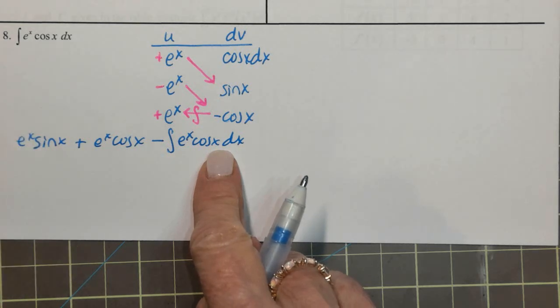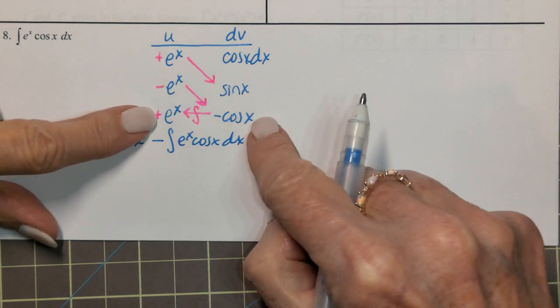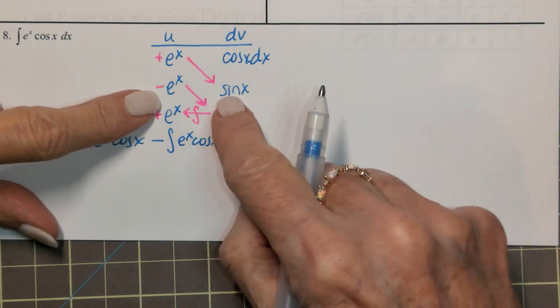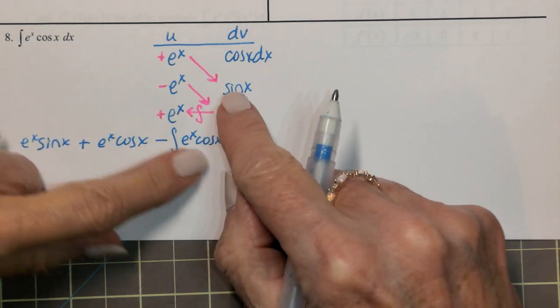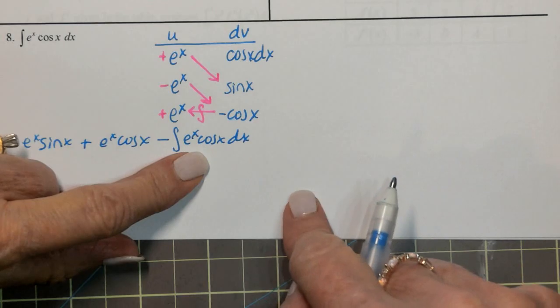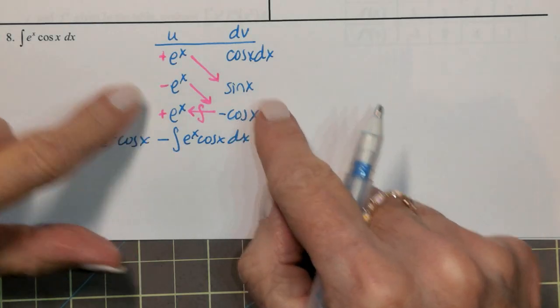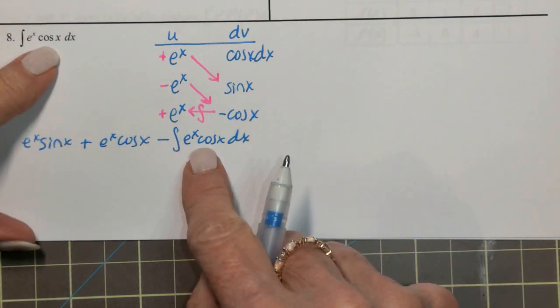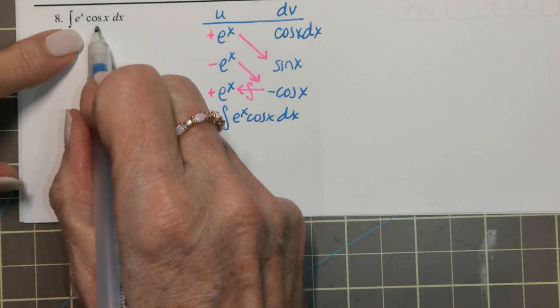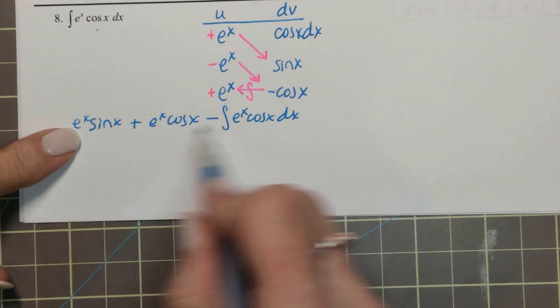So that's why I went one more step, you guys. Because otherwise, if we stopped here, we would have e to the x sine x, and we would have to go do another table. We'd have to go do another by parts. So I wanted to get back what I started with. So let's think about what we have here. This is equal to this.